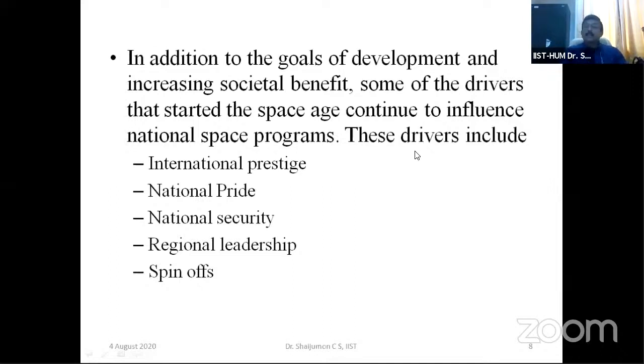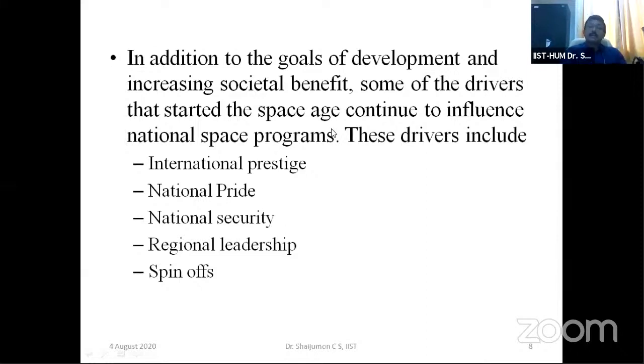Then regional leadership of a country. If you have space technology like India, India is one of the six leading spacefaring nations of the world, so you will get regional leadership. Everybody will admire you. Other countries will come with satellites and you are going to send those satellites. It is a kind of technology diplomacy between countries.